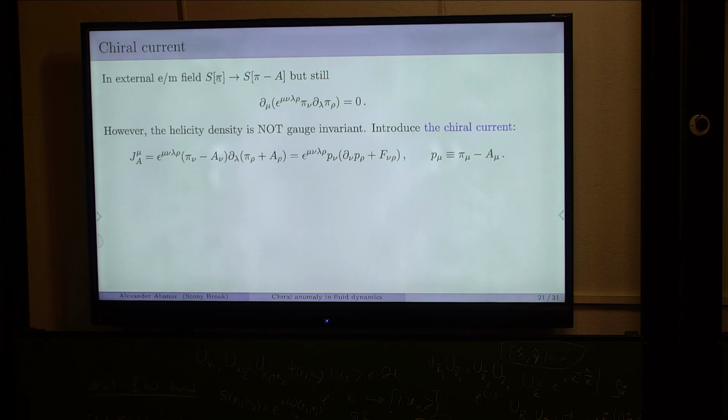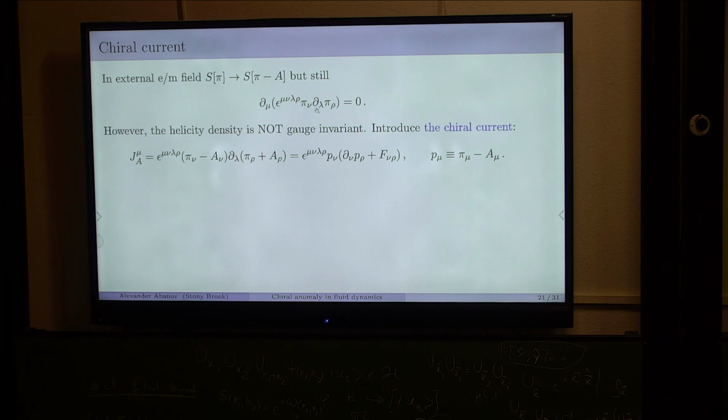In an external field, what you do is you just replace S of pi with S of pi minus A, where A is an arbitrary external field. But still, the only dynamical field is pi, therefore everything I talk about is still correct, so this is still 0. And so helicity is still conserved, but now it's not gauge invariant. And you have to remember now a one-dimensional example. So this is like kinematically conserved. That's the consequence of kinematics. But now it's not gauge invariant, so it should not be considered a physically observable current.